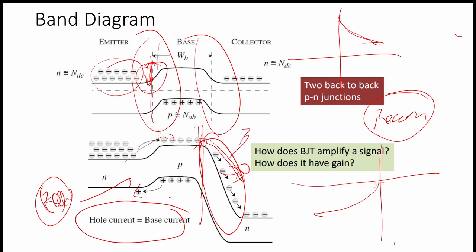As the electrons go because of the forward biasing of this emitter base junction, they will be swept away to the collector because of the reverse biasing.